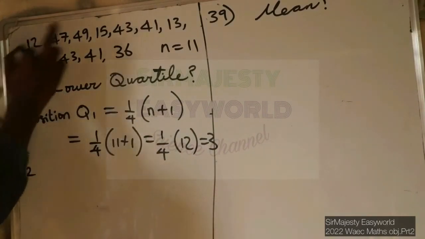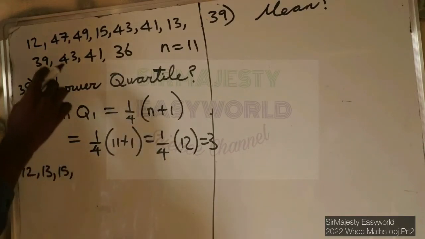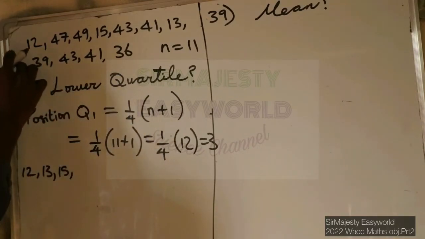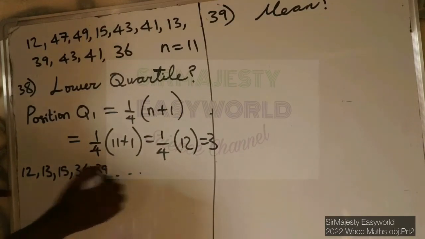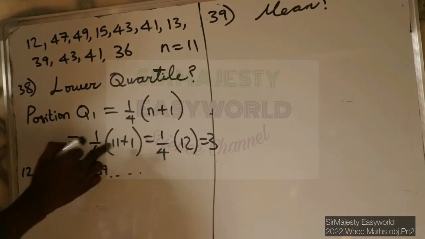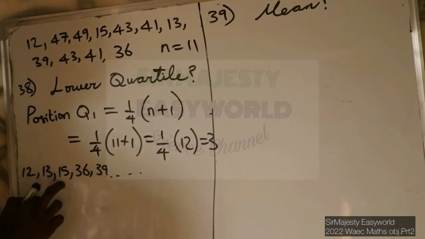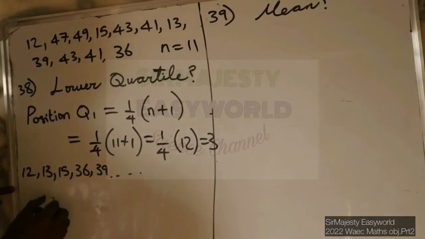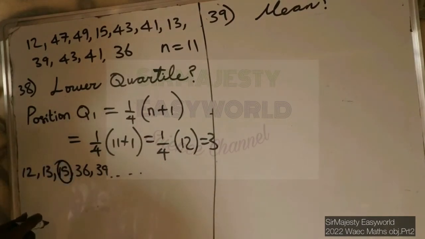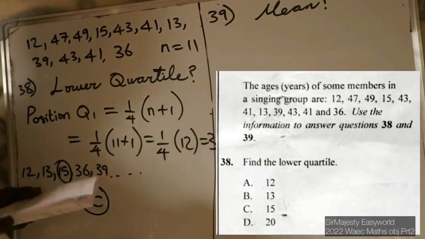We have 12, then 13, then 15, which other number here? 30, 36, 39, and so on. But you can already see that we know what our lower quartile is because position 3 is right here. This is 1, 2, and 3. So this is position 3 where our lower quartile is. That is 15. So our final answer is 15, which is option C.